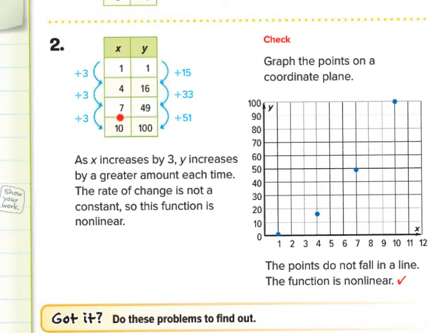So there's no constant rule between the input and the output. So as x increases by 3, y increases by a greater amount each time. The rate of change is not a constant. So this function is non-linear. Notice that when they're both 1, it increases by 15 on our y axis, but then it jumps up by 33 and then by 51. So it's sloping up more and more steeper, where the change is gradually becoming more steep.